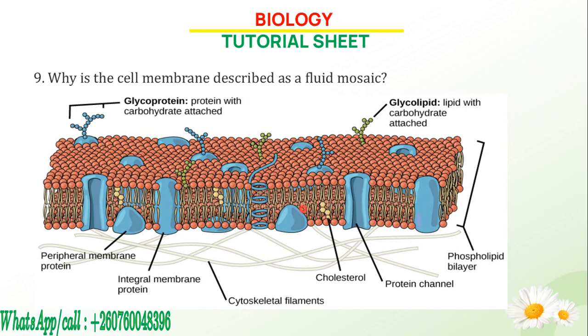Now, when you're explaining this, try to talk about how it moves sideways, because it's called the fluid mosaic model. It's because the phospholipids and the proteins are able to move sideways, making it flexible. So now, talk about that.